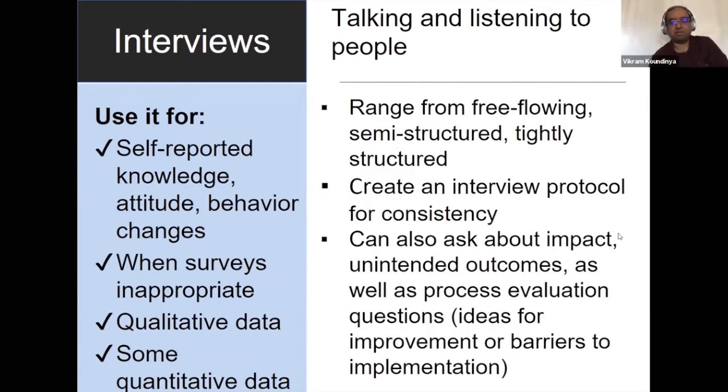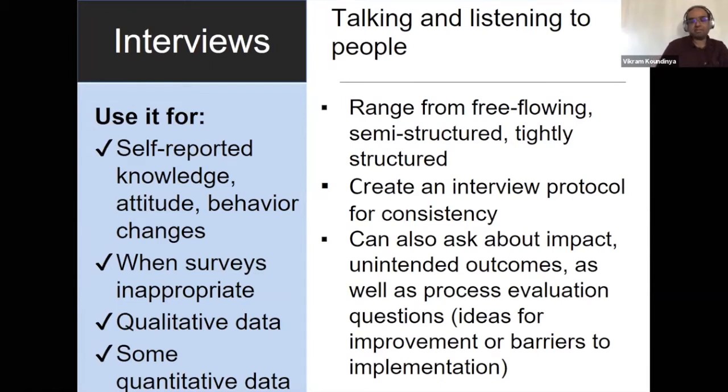Yeah, in terms of structure, interviews can range from free-flowing, semi-structured to tightly structured. It all depends on the purpose of your study. But it's always a good practice to create an interview protocol for consistency and adhere to it. You can also ask about impact, anticipated impact also. And also you can measure any unintended outcomes as a result of your program. And this method can be used for evaluating the process also.